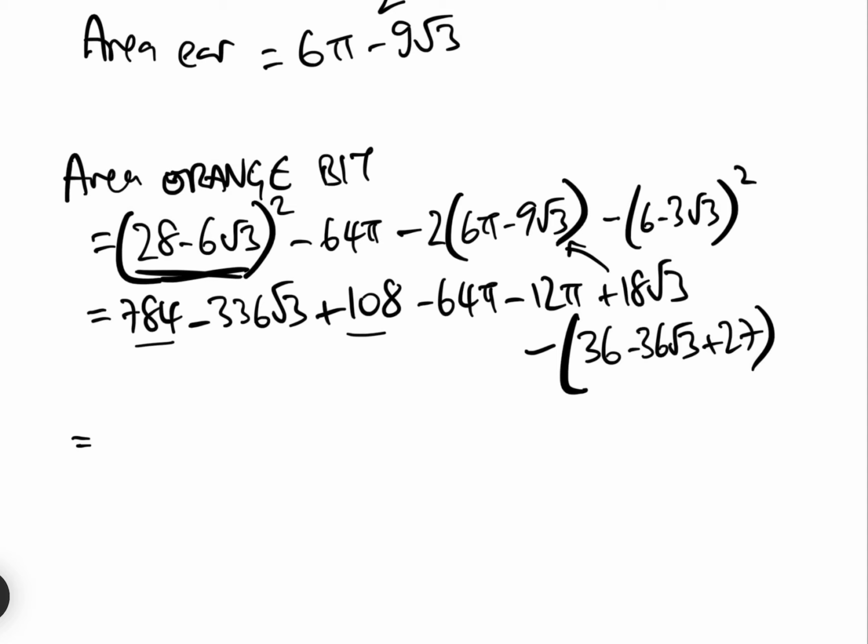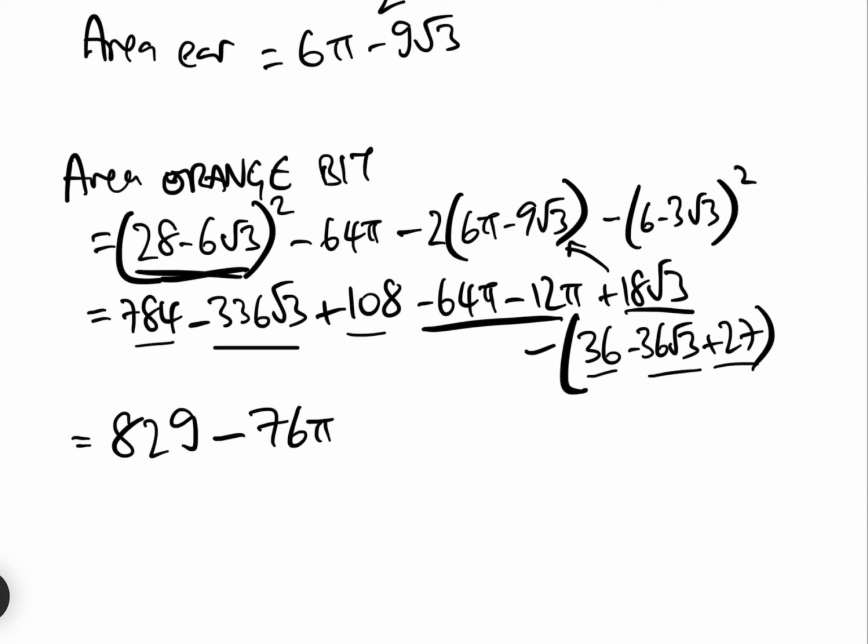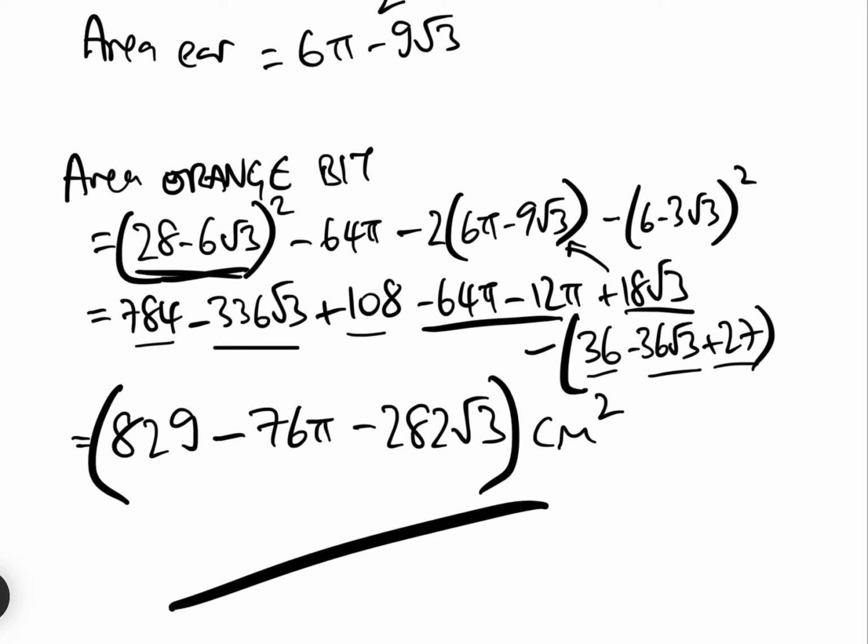So the area of the orange bit is, let's just collect a few of these terms up. 784 add 108 is 892, minus 36 minus 27 is 829. The pi's is minus 76 pi, and then the root 3's is minus 336, add 18 is minus 318, add 36 is minus 282 root 3. So our answer, the area of the orange bit, or the amount of light that would get through the room if the smiley face with ears and a neck stood in front of a square window, is 829 minus 76 pi minus 282 root 3 centimetres squared.